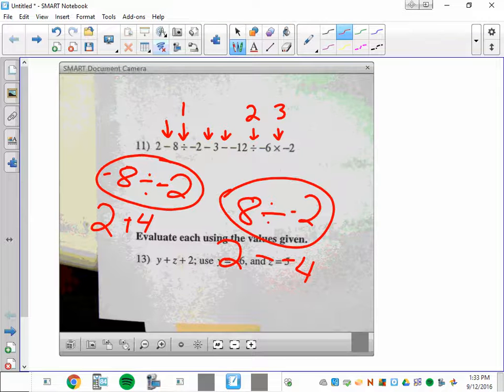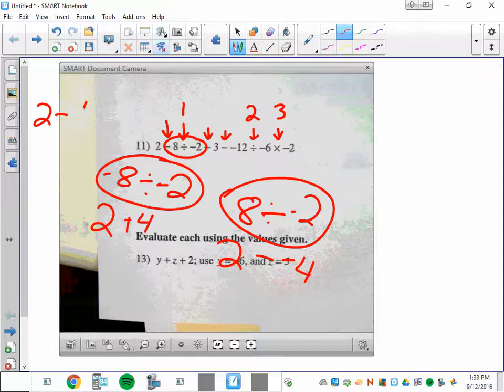What you don't want to do is this. 2 minus, and then say negative 8 and negative 2 make 4. That would be wrong. So you either include it at the first and not at the end, or you include it at the end and not at the first, but not both. If you did both, you'll end up with the wrong sign.